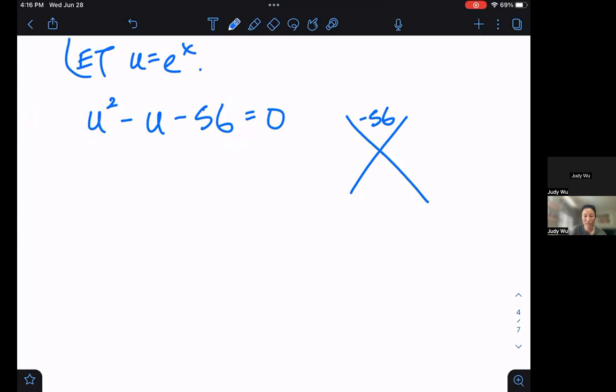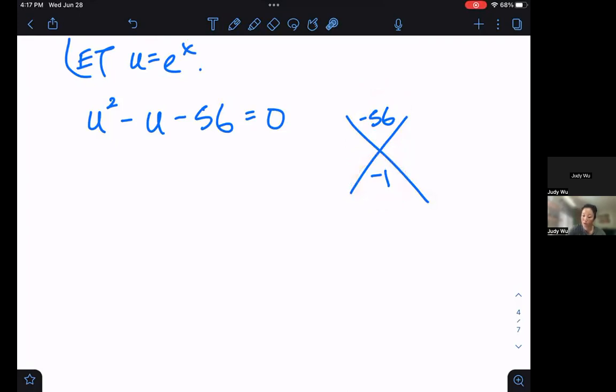So 1 times negative 56 is negative 56. Then we take the b, or the coefficient for the linear term, and we write it down here. And then we think to ourselves, I need a pair of numbers that multiplies to make negative 56 and adds to make negative 1, okay?